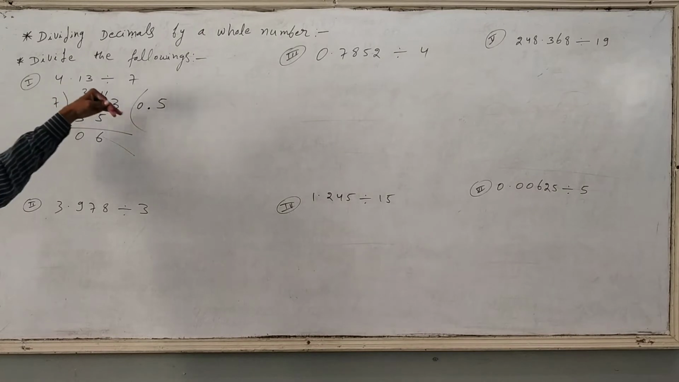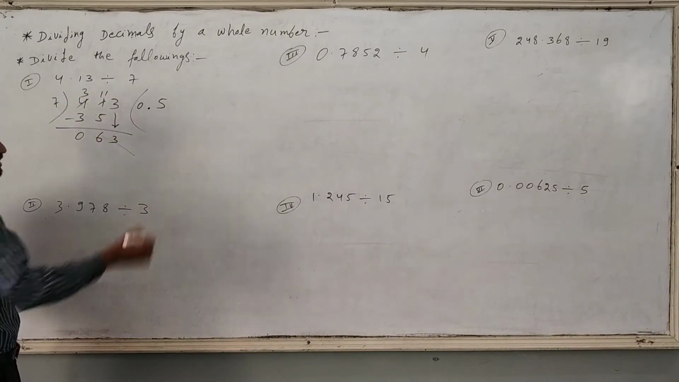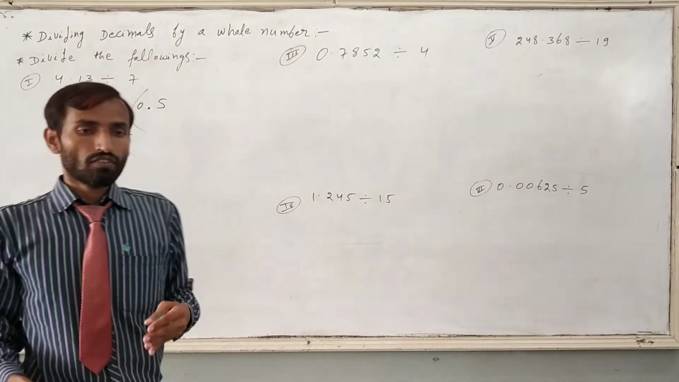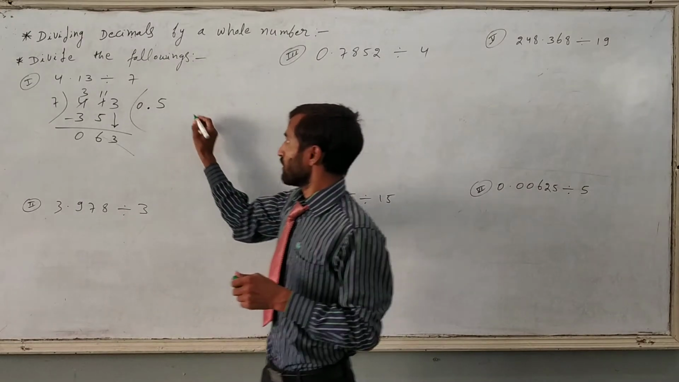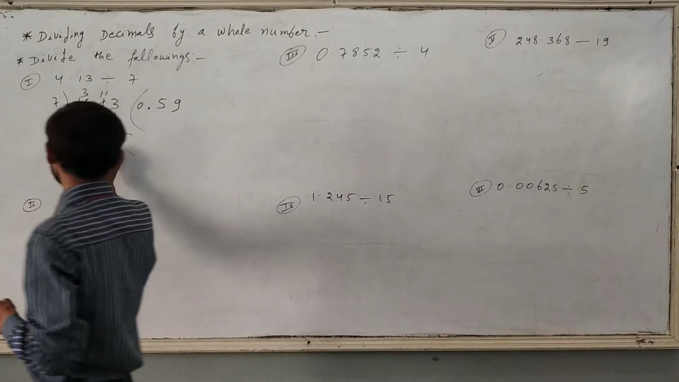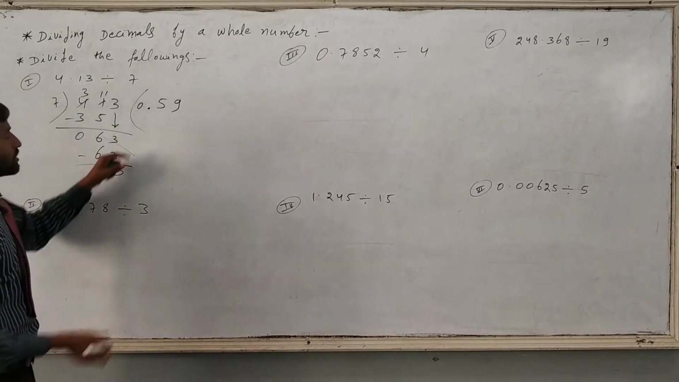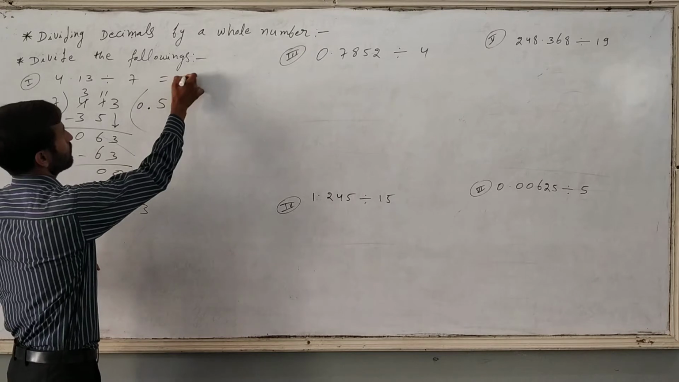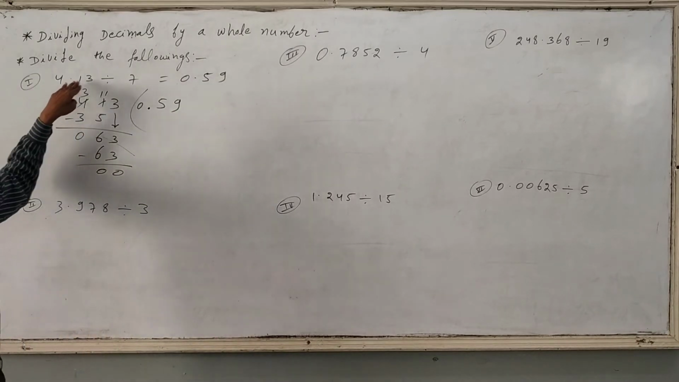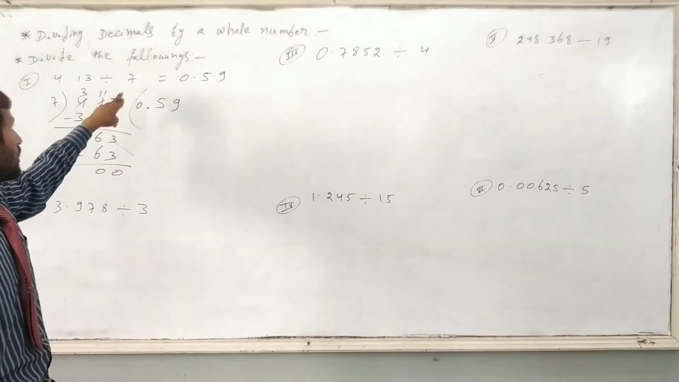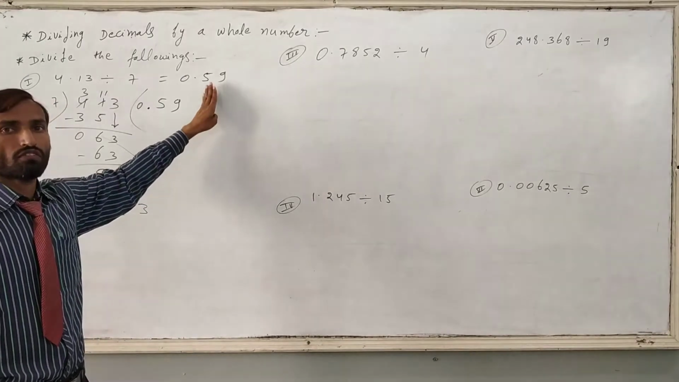After one division we can write down one digit here. So this will become 63. Then we can divide by 7. 7 nines are 63. It is completely divided, and the remainder will be 0. So the final answer, the quotient, is 0.59. So if we divide 4.13 by the whole number 7, the answer will be 0.59. This is the final answer.